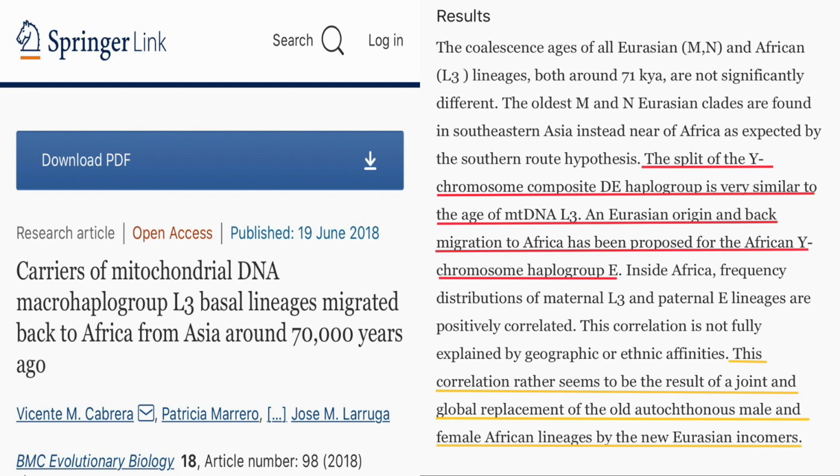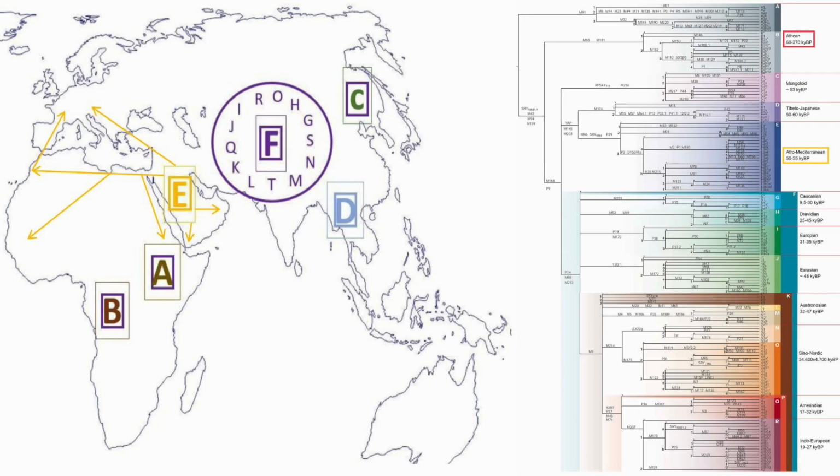This correlation rather seems to be the result of a joint and global replacement of the old autochthonous male and female African lineages by the new Eurasian incomers. Basically, haplogroup E was a Eurasian lineage that entered into Africa, replacing the autochthonous or indigenous African populations, because haplogroups A and B are considered to be true African or Paleo-African, whereas haplogroup E is considered to be Afro-Mediterranean.